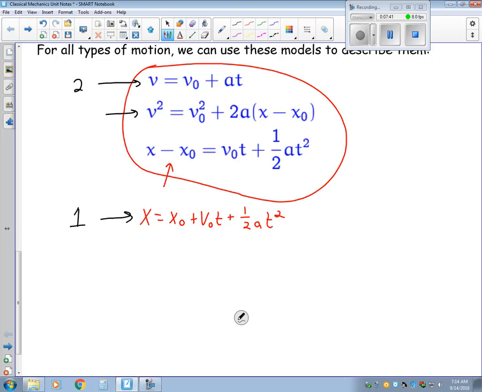Now, if I have a constant velocity, the acceleration equals 0. So this equation right here becomes that, and really, if you think about it, that is the same thing as speed equals distance over time. I'll let you think about that, but really that is the same thing as distance divided by time.